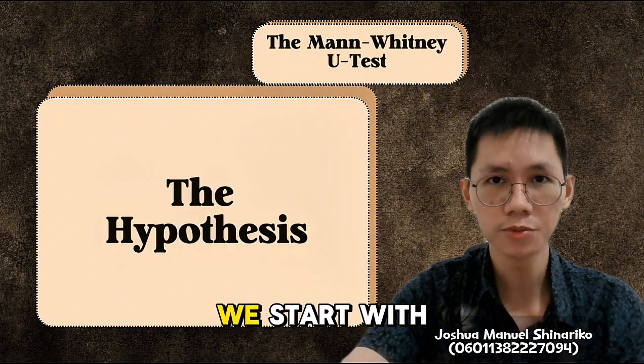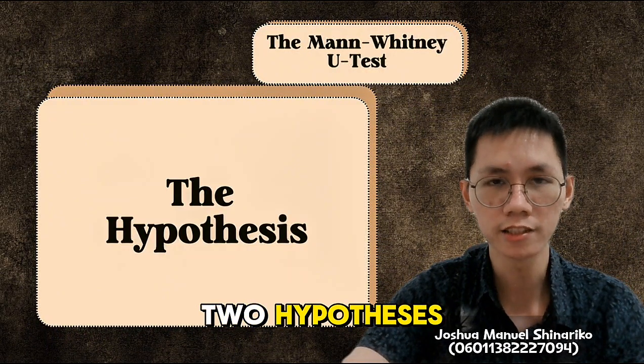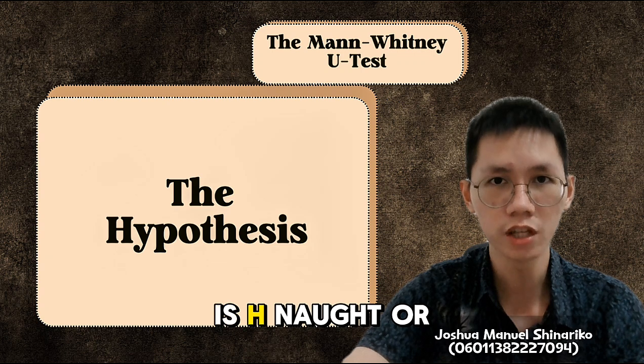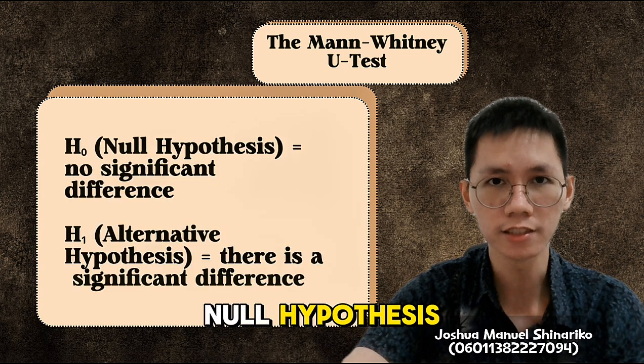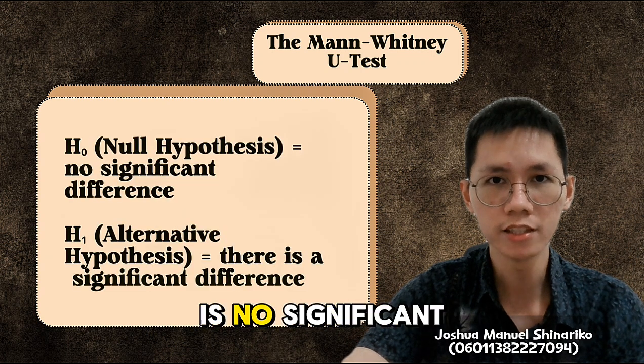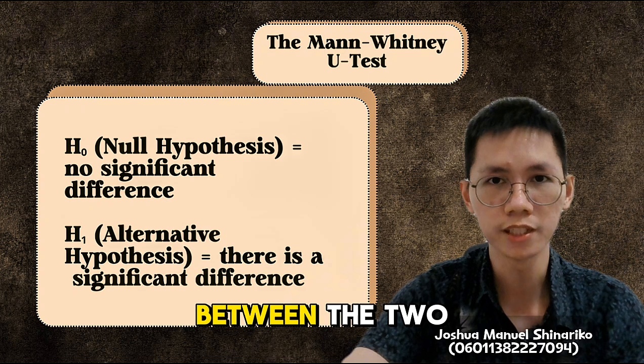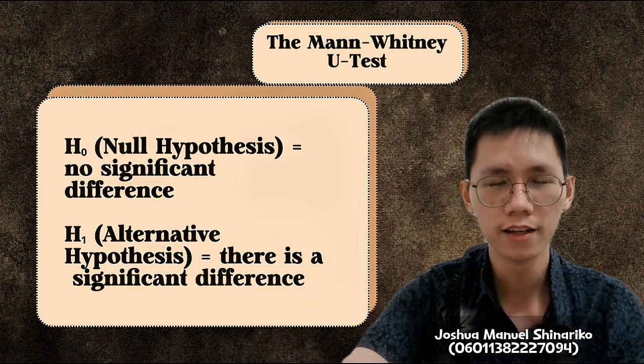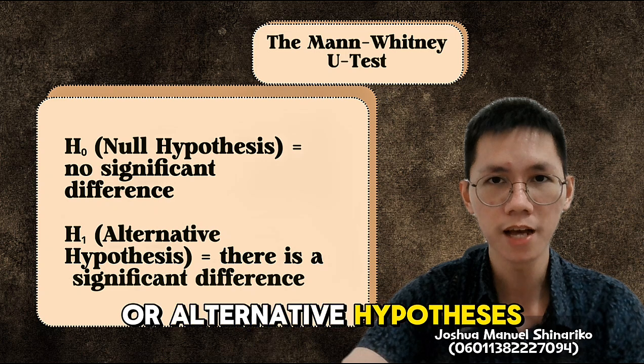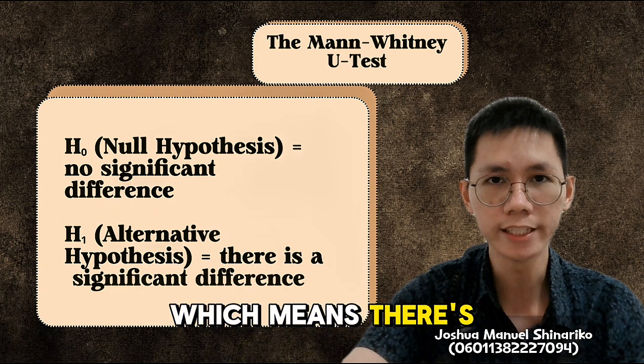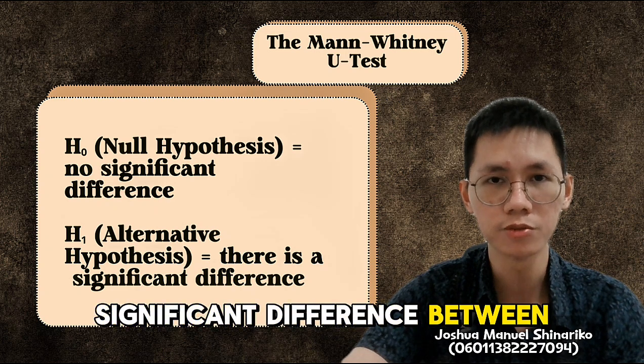Like most tests, we start with two hypotheses. The first one is H0 or null hypothesis, which means there is no significant difference between the two sets of data. The second one is H1 or alternative hypothesis, which means there is a significant difference between them.